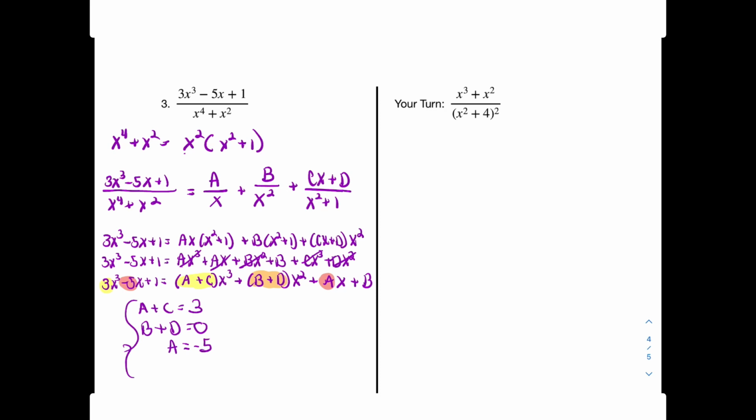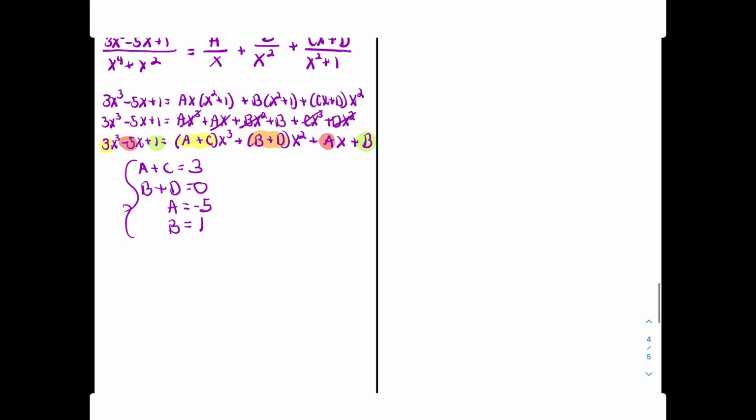Oh, we already solved for a. And then our last one is our constant term on the right equal to our constant term on the left. So we get b is equal to 1. So we already know a and b. So I'll do this by substitution method since I already know 2 of the results. So we know a is negative 5 and we know b is equal to 1.